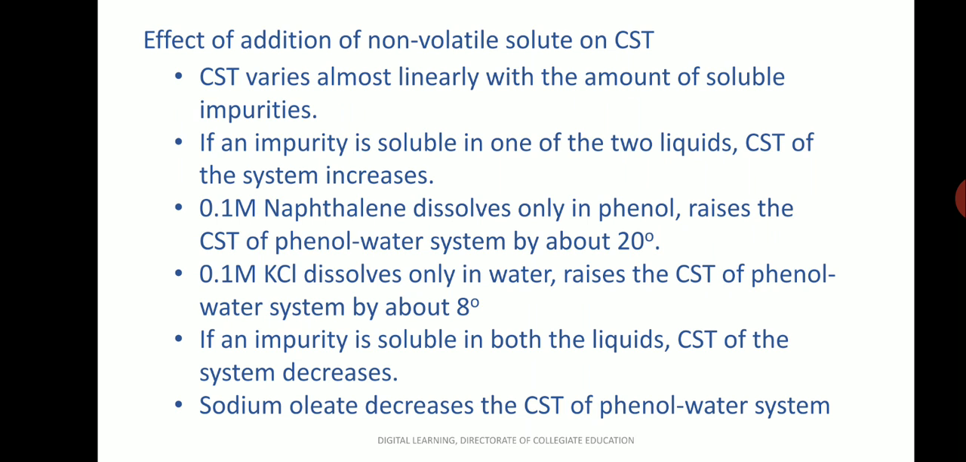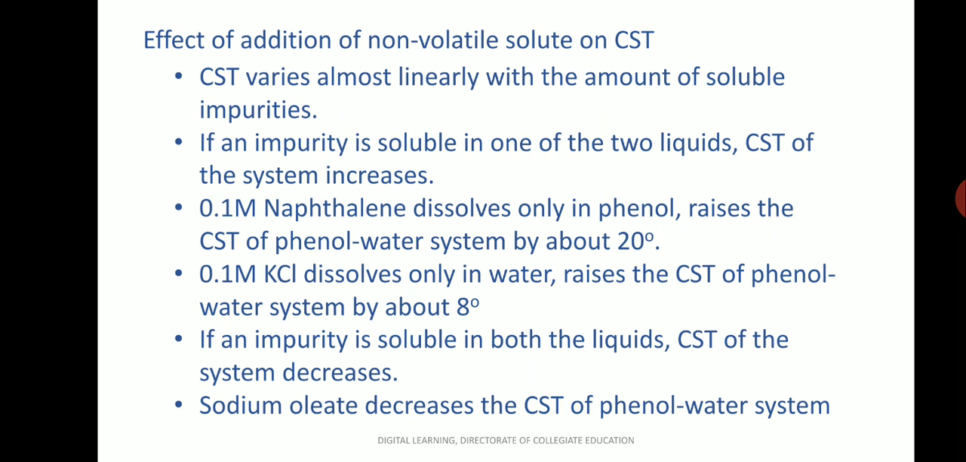Effect of addition of non-volatile solute on critical solution temperature. CST varies almost linearly with the amount of soluble impurities. If an impurity is soluble in one of the 2 liquids, CST of the system increases. For example, 0.1 molar naphthalene dissolves only in phenol and raises the CST of phenol water system by about 20 degrees Celsius.